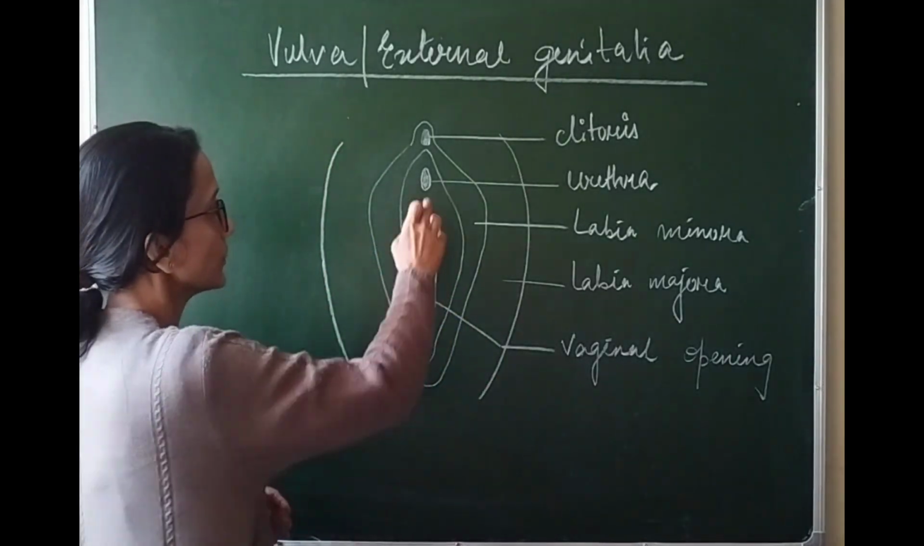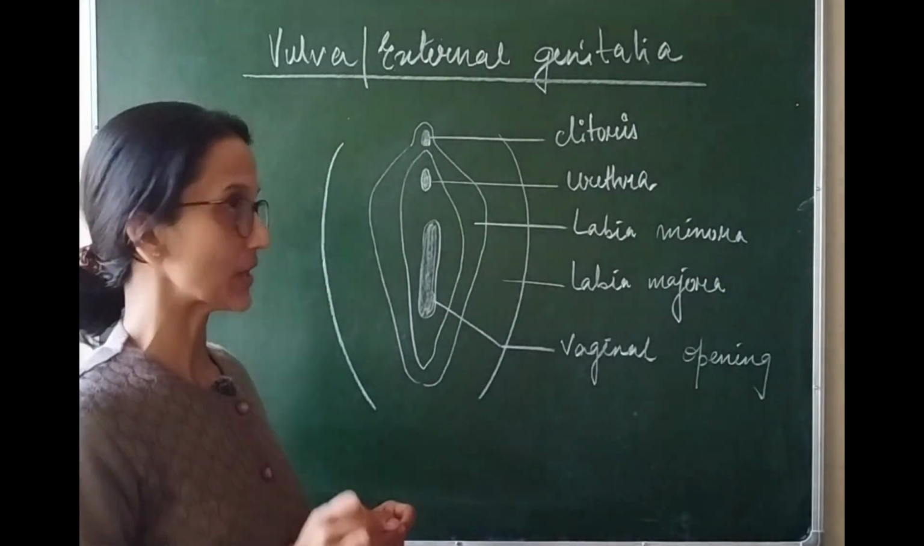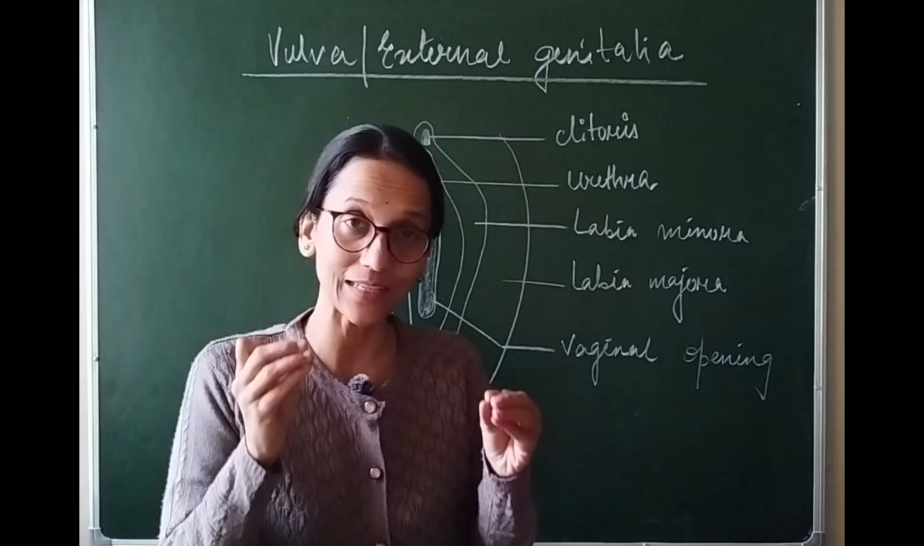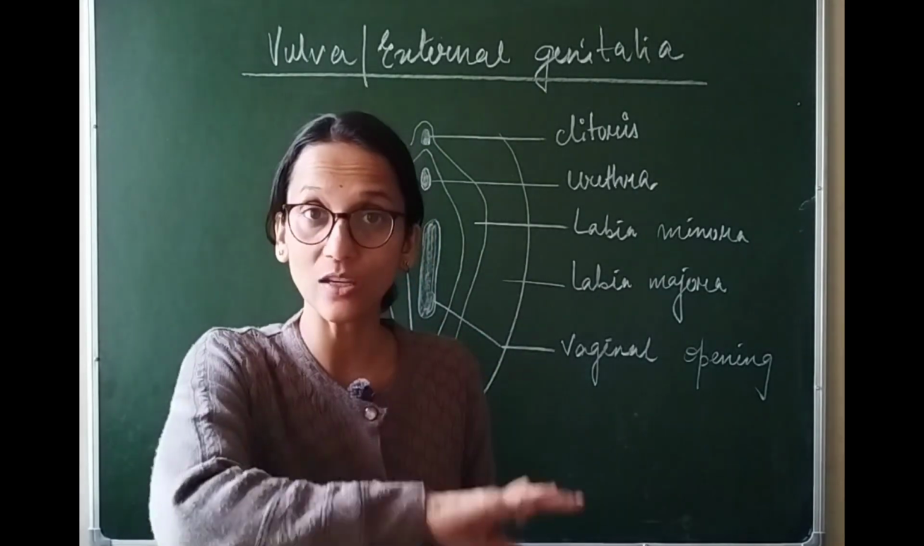Now if you go inside, you are going to see at the tip there is a muscular structure which is known as clitoris. This muscle is just like the male penis. It is equivalent to the penis.